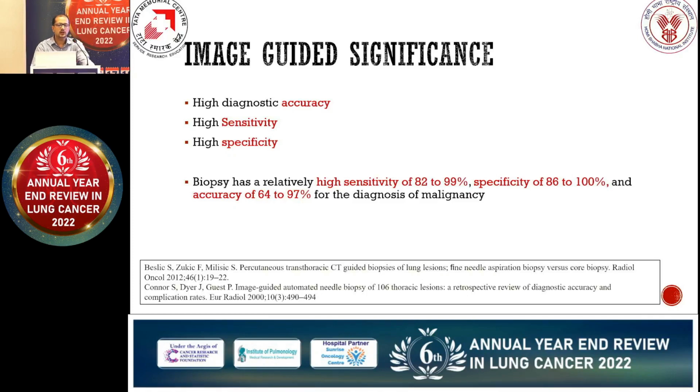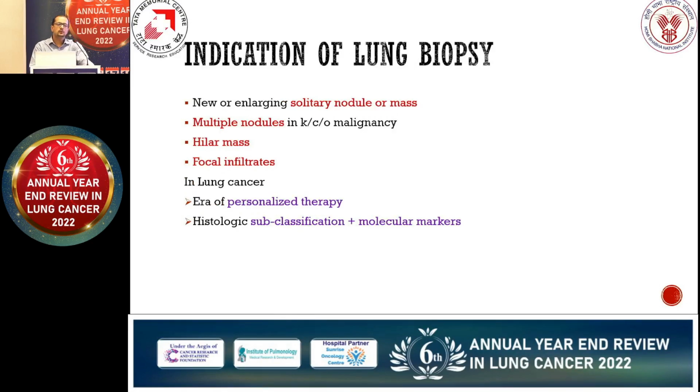So what is the significance of image guided biopsy? Because it has a high diagnostic accuracy, high sensitivity and specificity. Sensitivity of image guided biopsy ranges from 82 to 99%, specificity is around 86 to 99%, and accuracy is around 97% for diagnosing malignancy.